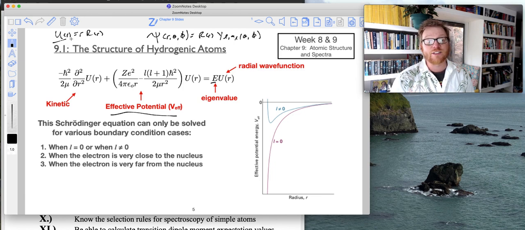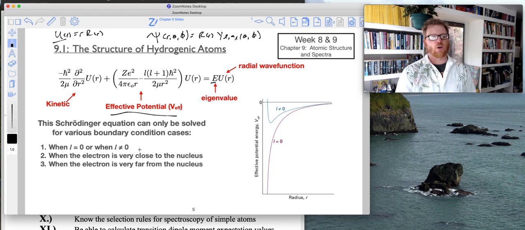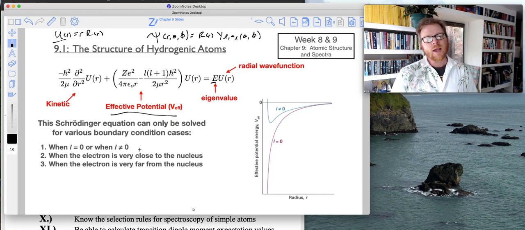And then once I get that solution, I plug it back in, and I'll have my total psi. So that's where we're going with this, okay? As it turns out, though, this Schrodinger equation can only be solved for various boundary condition cases, which is actually true of all of our Schrodinger equations. However, these solutions become a lot more condition specific.